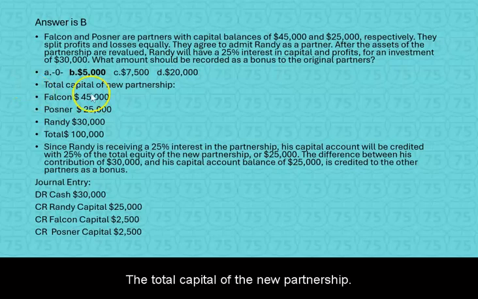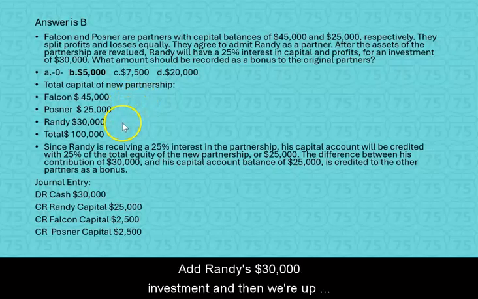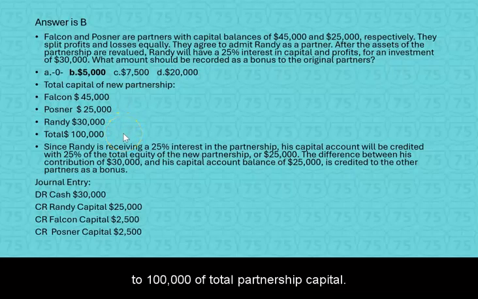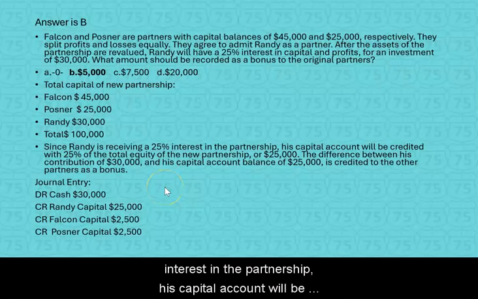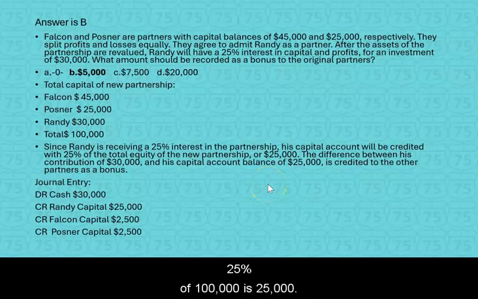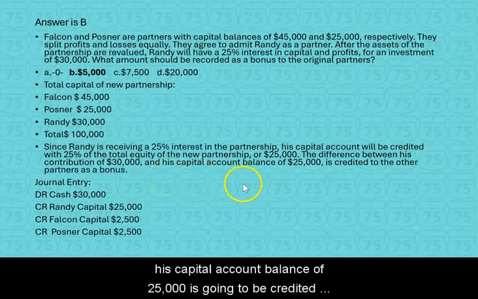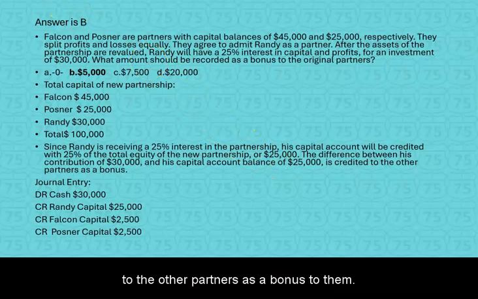The total capital of the new partnership, we start with the old partnership capital, $70,000, add Randy's $30,000 investment, and then we're up to $100,000 of total partnership capital. And since Randy's receiving a 25% interest in the partnership, his capital account will be credited with 25% of the total equity of the new partnership, or $25,000. 25% of $100,000 is $25,000, and the difference between his contribution of $30,000 and his capital account balance of $25,000 is going to be credited to the other partners as a bonus to them.